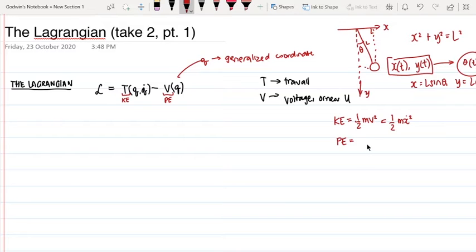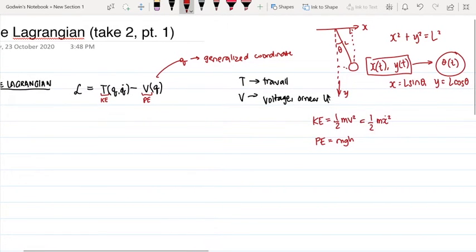What's the elementary formula for potential energy? That is mgh, right? h is just a function of position. It's how high you are from the ground, right? And so that's how we got to the point that potential energy is just a function of q, okay?